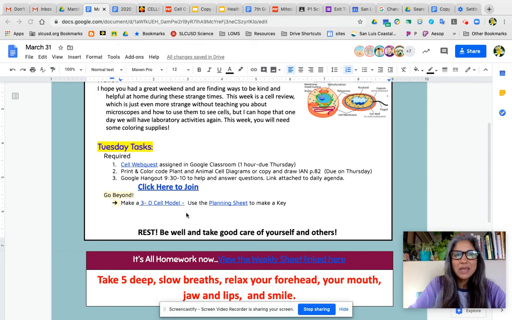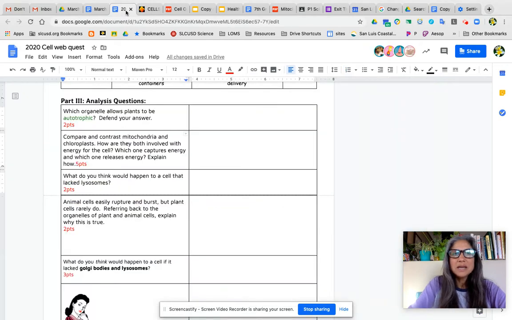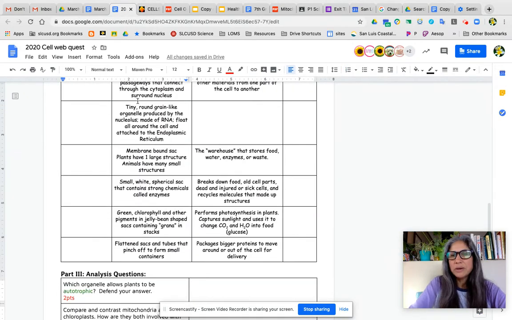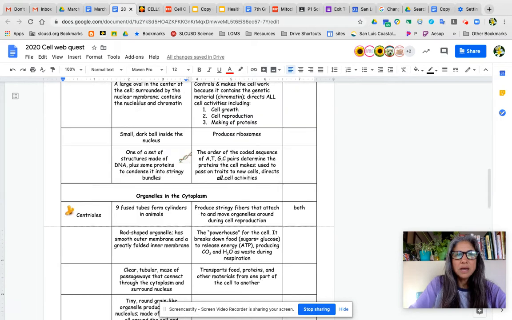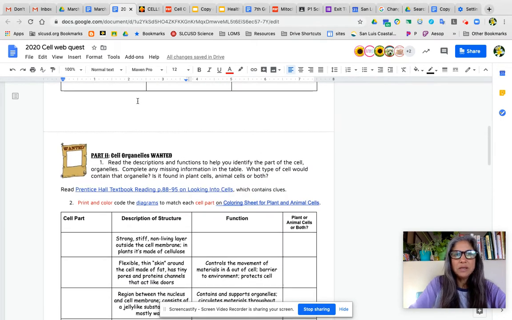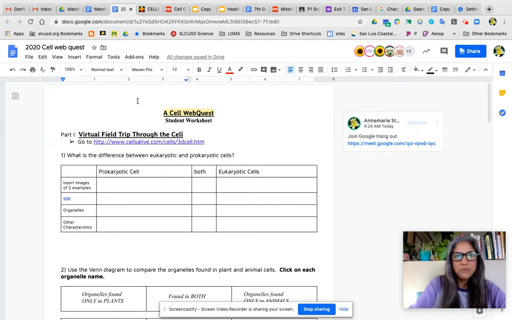Anyways, here is your Cell WebQuest. The way that I designed this was that it was supposed to take you guys about 3 days. And I thought the first day would be a good quick review today of prokaryotes versus eukaryotes.